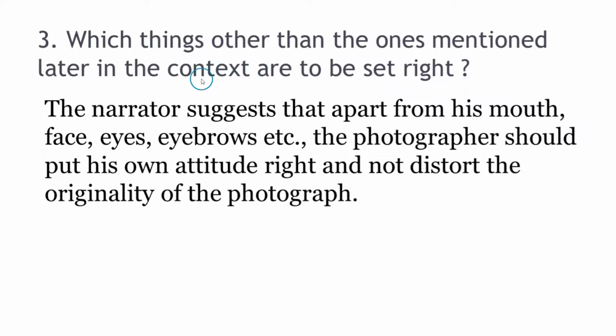Which things other than the ones mentioned later in the context are to be set right? The narrator suggests that apart from his mouth, face, eyes, eyebrows, etc., the photographer should put his own attitude right. So, which are the ones mentioned in the context are to be set right? So, here the answer is the photographer should put his own attitude right. You can underline this part and not distort originality of the photograph. Even this, and not distort the originality of the photograph. Even this you can underline.